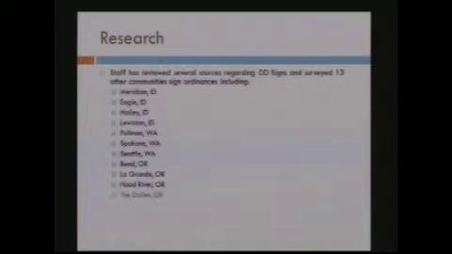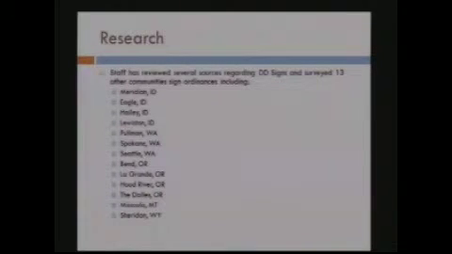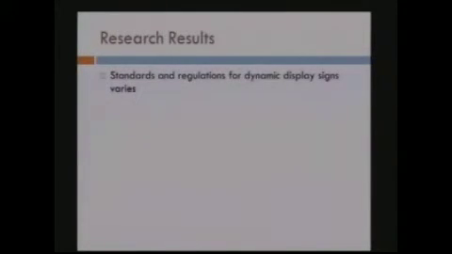As I mentioned, staff researched and surveyed 13 other communities, looking at their sign ordinances and how they addressed these types of signs. That list included Meridian, Eagle, Hailey, and Lewiston in Idaho; Pullman, Spokane, and Seattle in Washington; Bend, La Grande, Hood River, and The Dalles in Oregon; and Missoula, Montana, and Sheridan, Wyoming. The conclusion of that research indicated that there are a variety of standards and regulations for this type of signage.